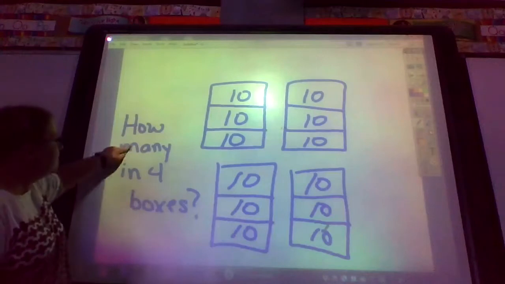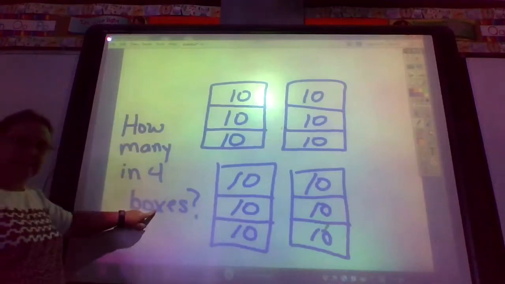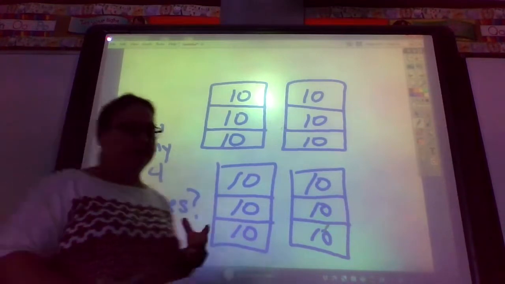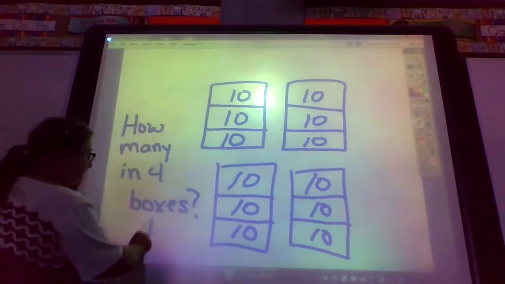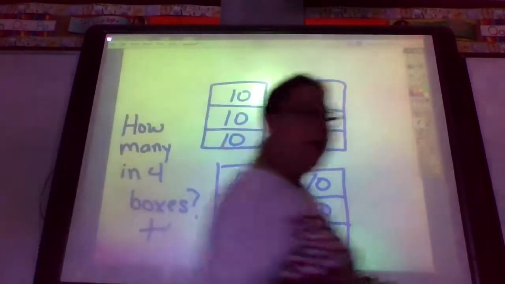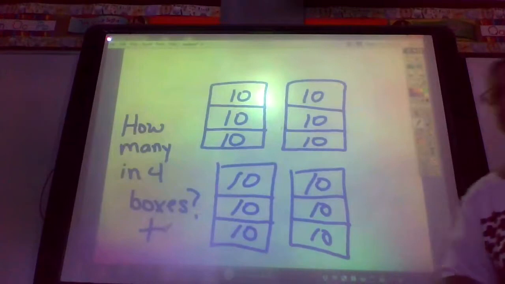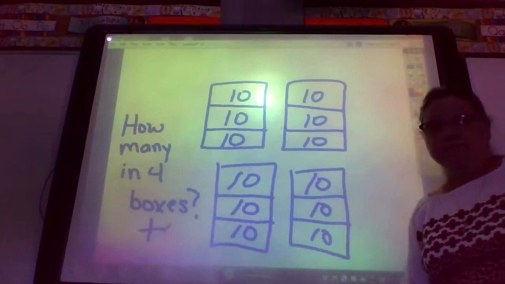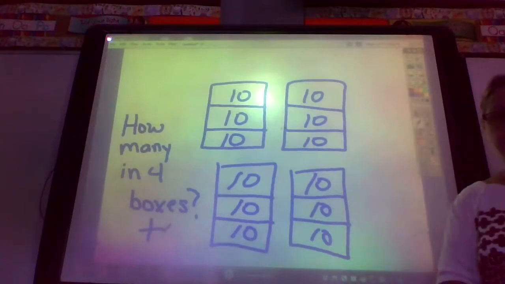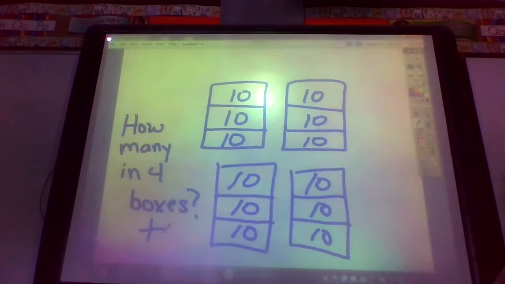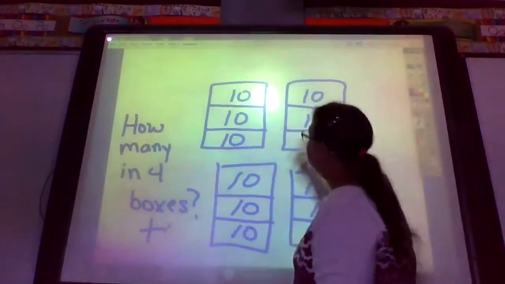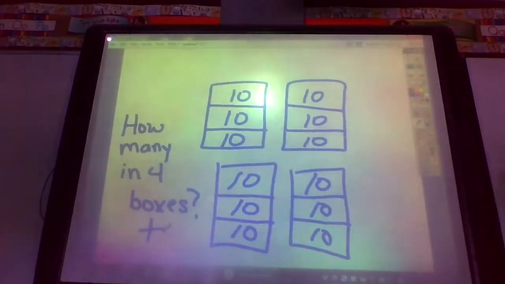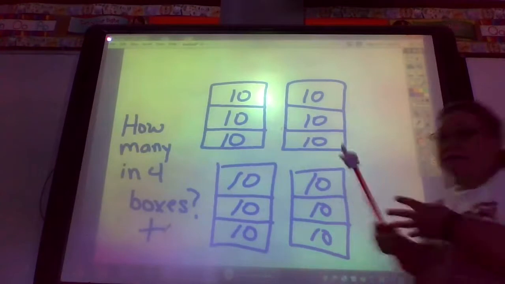They want to know how many in 4 boxes. So how many do I have altogether? If I want to know how many altogether, I know that I need to add. Well, the simplest way to do this is I can add all these 10s together. I can add all of them together. And that would come up with 30 plus 30 plus 30 plus 30. I could do that. Or I can count by tens. If I'm counting by tens, I'm still adding them together.